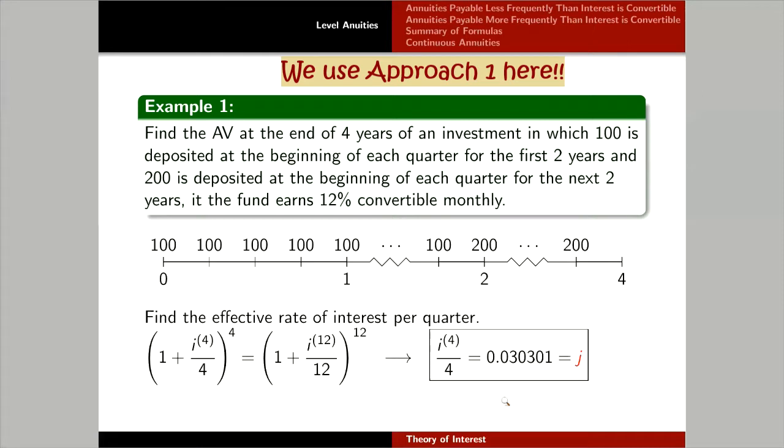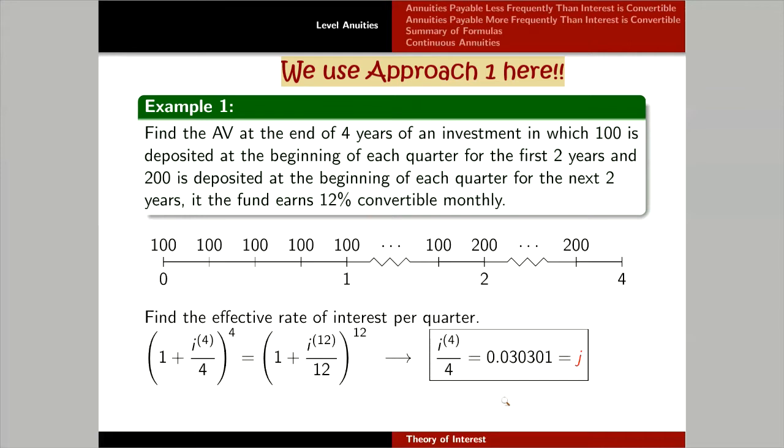Let's call it j, para hindi naman masyadong hassle isulat ang i upper 4 over 4. Let's just call it j. So magkapareho na, di ba? PP is now the same as ICP. So you just recall your basic annuities.